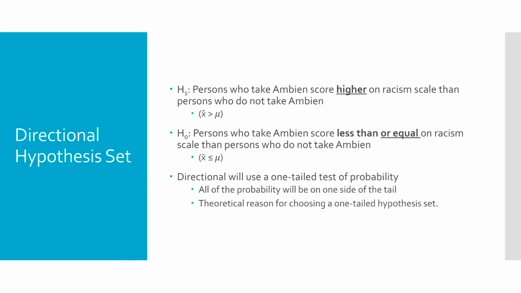Well, here's the deal. A non-directional hypothesis just says they're different. In a directional hypothesis, let's say for some reason we have a sneaking suspicion that persons who take Ambien score higher on racism scales than persons who do not take Ambien. So we want to test whether it is in fact demonstrable that persons who take Ambien score higher on a racism scale. So this is a directional claim, or directional hypothesis.